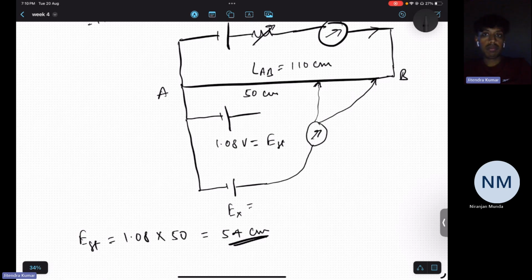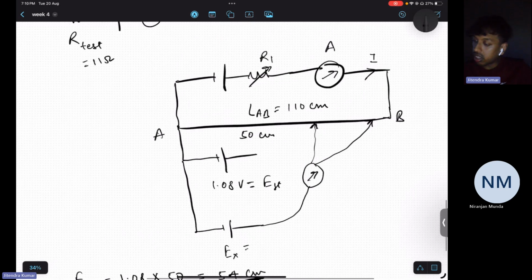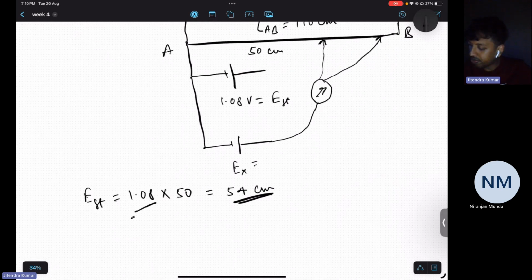Okay, so this was the first step that you needed to calculate. Now, the next step was to calibrate or adjust this R1 until you get a null value, right? So now the voltage at 54 centimeter is 1.08 volt. Basically this was the standardization of the potentiometer, which I hope you might have gone through in the lecture.